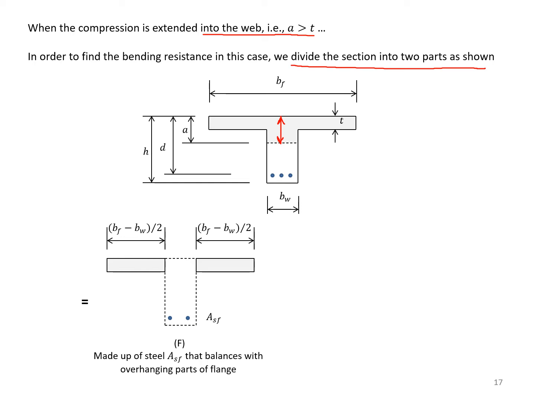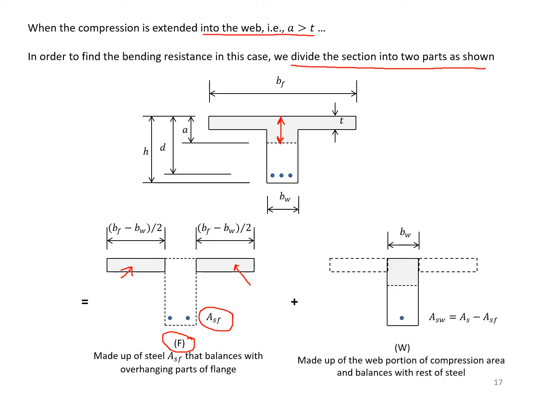We call the first component f, and this one is made up of the overhanging parts of the flange, balanced by a small amount of steel, we call it Asf. Notice that the total width of the compression is (bf minus bw) over 2 plus (bf minus bw) over 2. So total is bf minus bw.